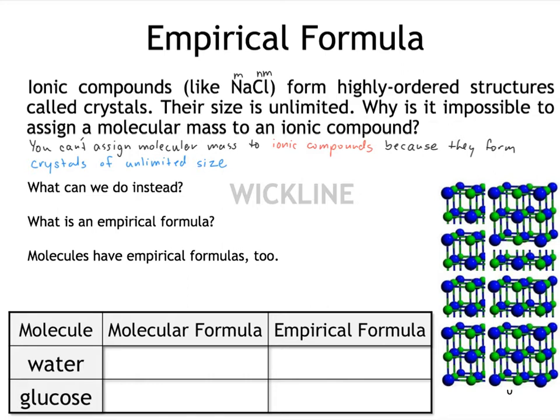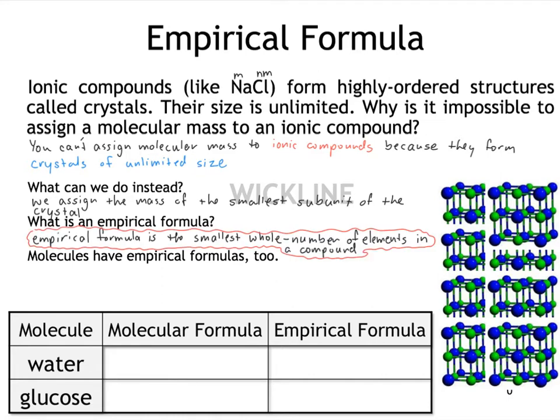So not all hope is lost. We can still assign masses to ionic compounds. We just wouldn't be able to assign a molecular mass. Instead, we're going to assign a mass to the smallest subunit of the crystal. And that is the definition for empirical formula.